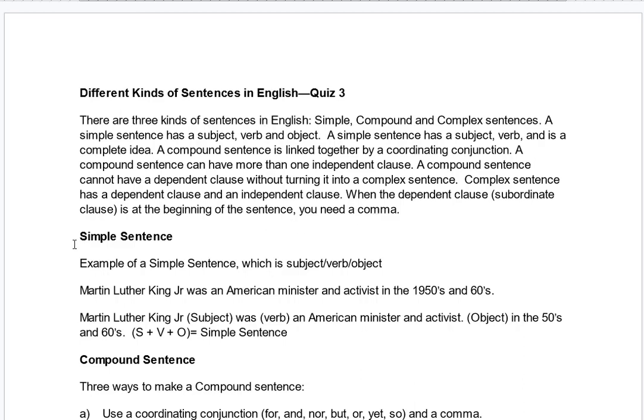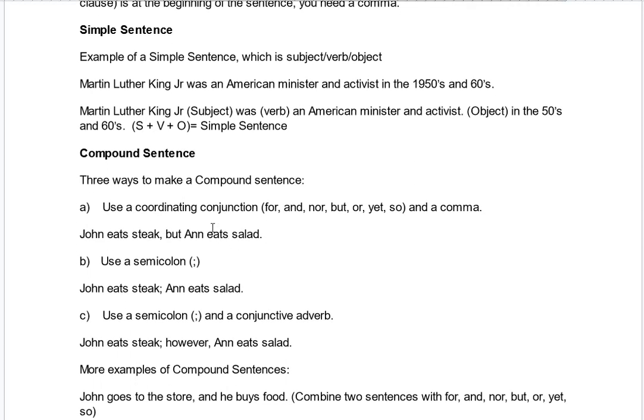So the first kind of sentence, simple sentence. Example, Martin Luther King, subject, was, verb, an American minister and activist, object. So subject, verb, object, that is a simple sentence.